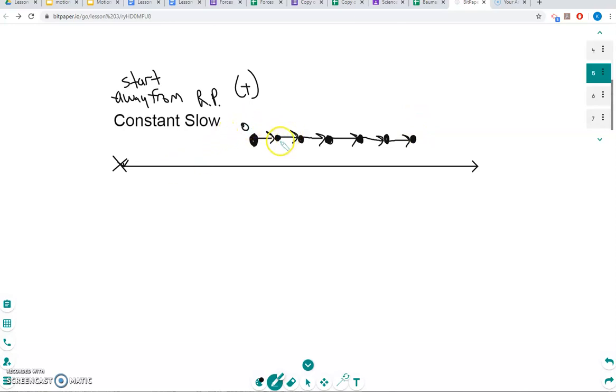So if this is second 0, 1, 2, 3, 4, 5, 6. So we would say we start away from the reference point. We travel with a constant slow velocity in the positive direction for 6 seconds. Okay, so that's that one.